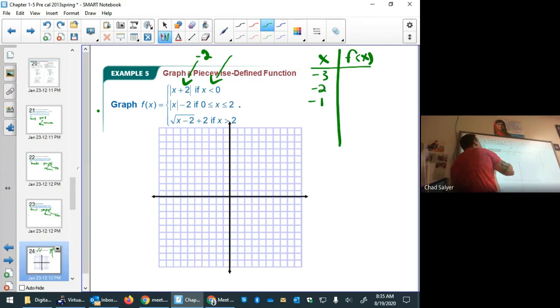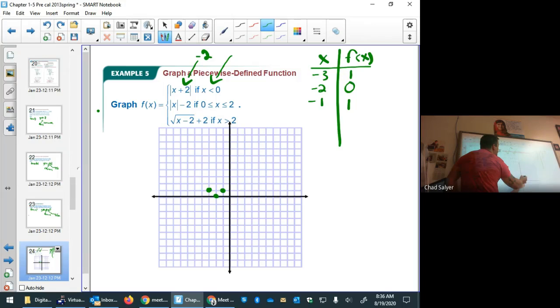So if I plug in negative 3, plus 2 is negative 1, and then the absolute value of that is positive 1. Negative 2 plus 2 is 0, the absolute value of 0 is 0. And then negative 1 plus 2 is positive 1, absolute value of 1 is 1. So there's 3 points that are going to help me graph this part. If I go to negative 3 and then up to 1, I'll have this point. Negative 2, 0 is here, and then negative 1, 1 is here.